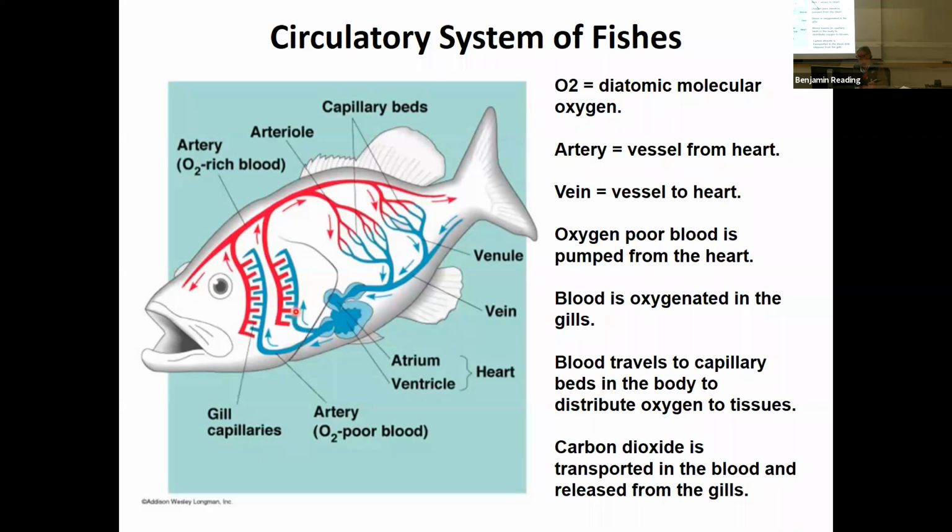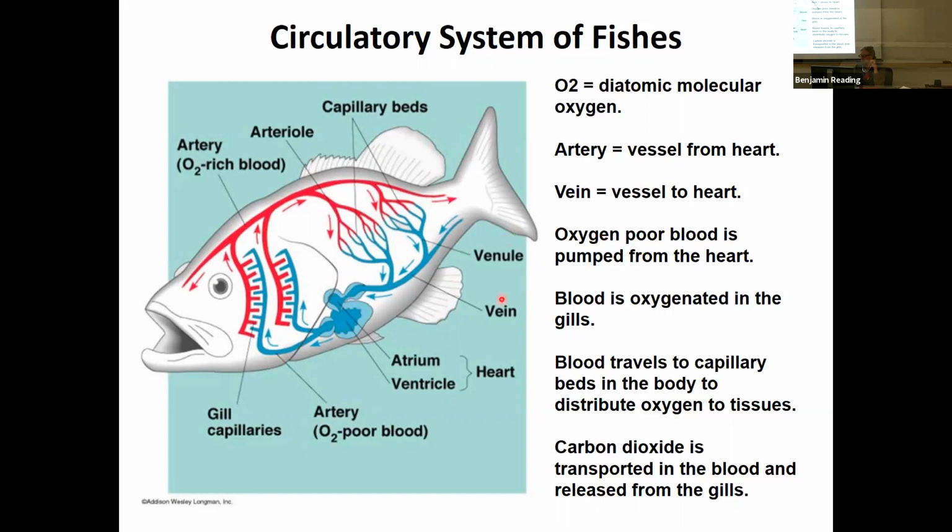Sometimes people think arteries always carry oxygenated blood. That's not correct, because the arteries coming right out of the heart here before they reach the gill, for instance, carry unoxygenated blood. The veins are vessels that collect back to the heart. So it's really about directionality and where the heart lies in that proximate directionality.